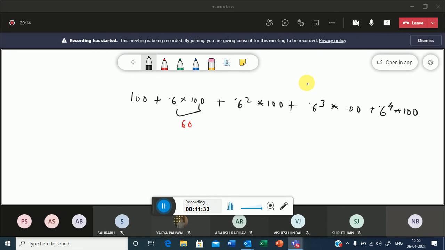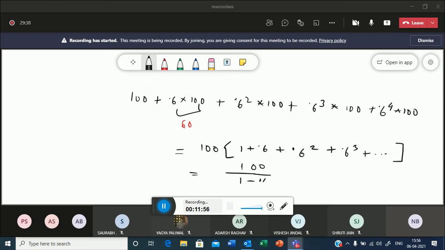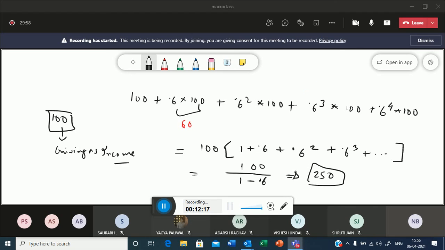So we are getting a geometric progression. I can rewrite this as 100 times 1 plus 0.6 plus 0.6 squared plus 0.6 cubed and so on. This becomes 100 over 1 minus the common ratio, 0.6, and if I simplify this, I get 250 rupees. So the initial 100 rupees which the government is giving as income is leading to economy-wide creation of 250 rupees. This, in simple terms, is what the multiplier is.